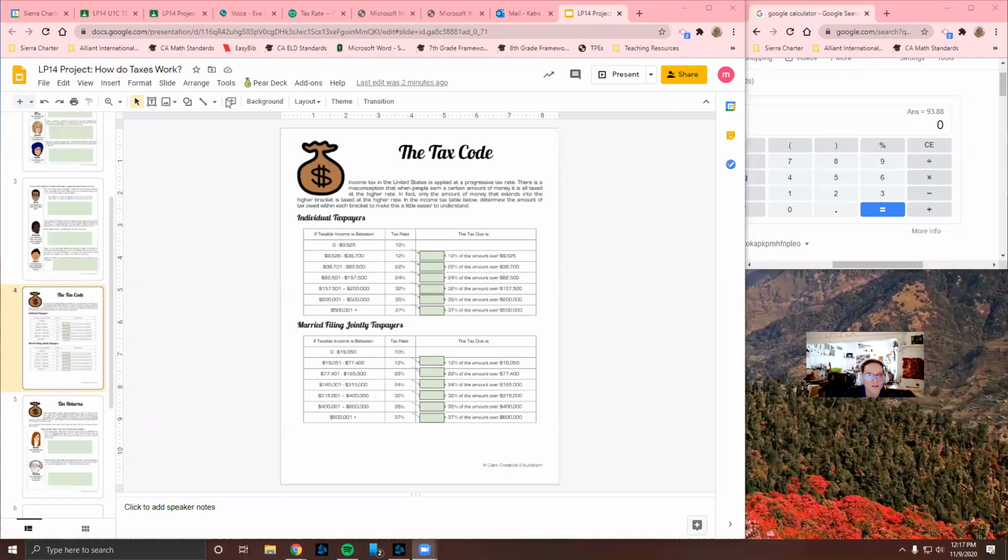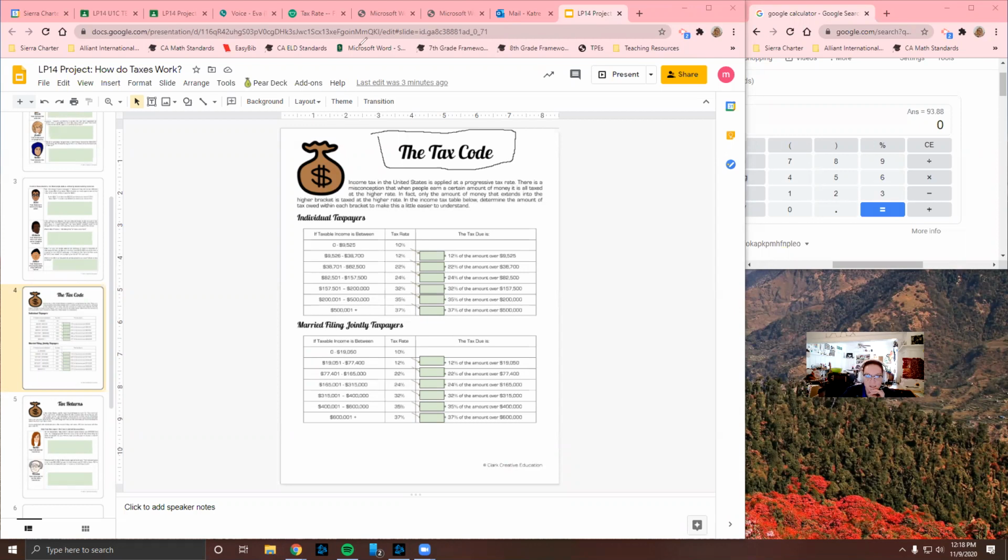Hello. All right, so we are here for part 2. We have finished the second page and the third page. You're on page 4 on the project where it says the tax code. So what this video is going to do is explain how we do income tax in America, and we are going to talk about the system as far as how the breakdown of taxes works.